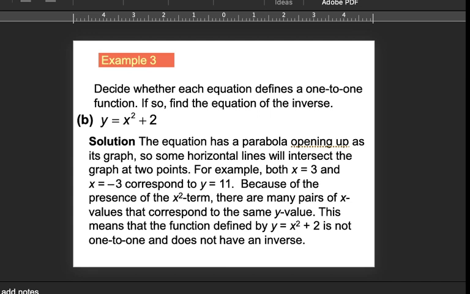So moving down, we're going to look at example 3b. So 3b is x squared plus 2. So this is going to equal f of x. So the first thing that we would do, we could do the horizontal line test. So that's number 1.